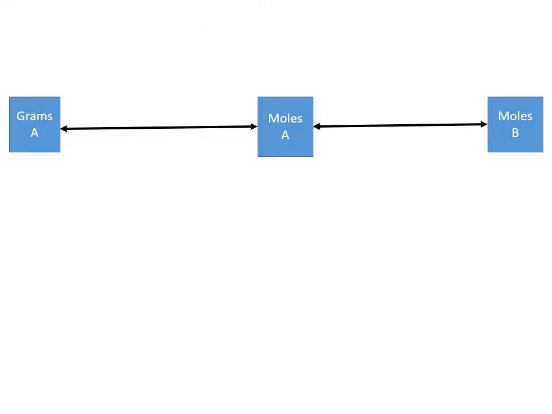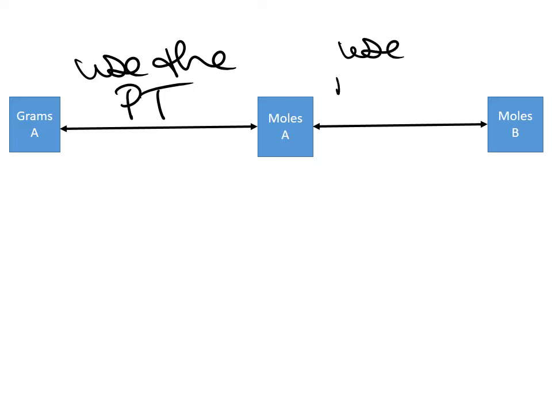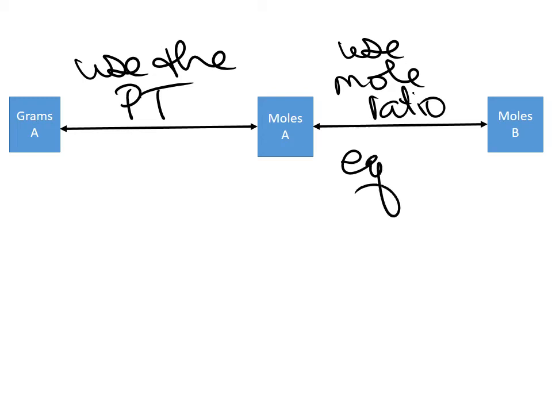So this little chart really helps. Copy it down into your journal. In order to convert from grams over here to moles over here, how do you go from grams to moles? You use the periodic table to go from grams to moles. Okay, and then when we're going from moles to moles, that's like we did yesterday where we use the mole ratio from the equation. Okay, so write that down. It'll help you with these problems.